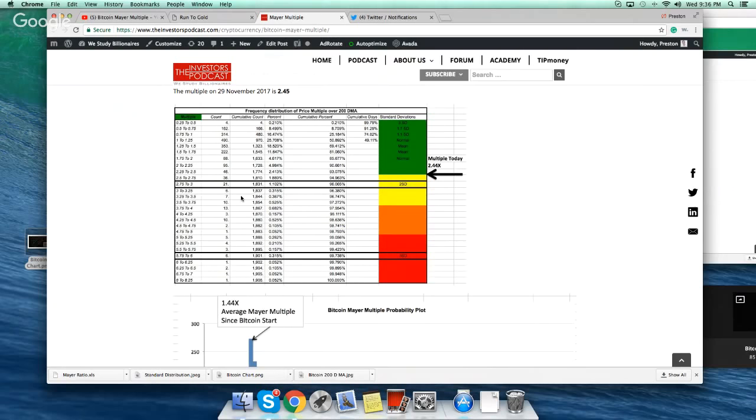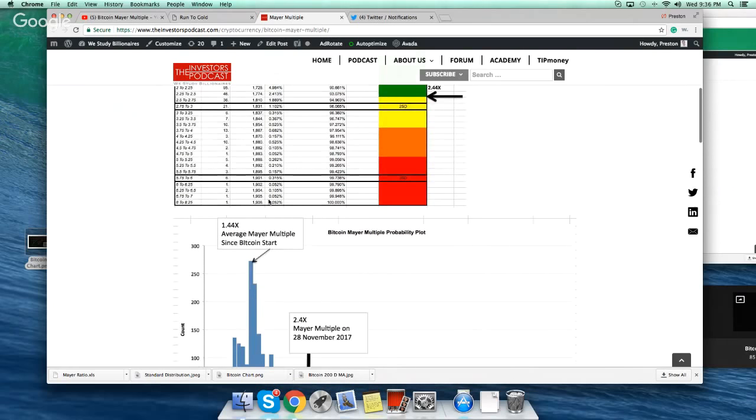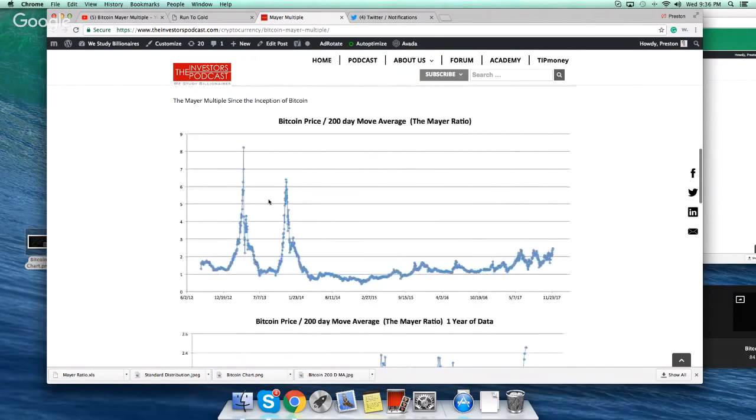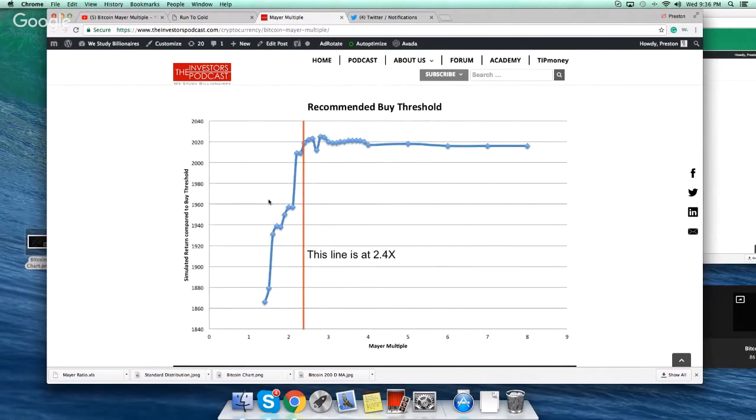So this leads to my next point. Once I started looking at these multiples, I started asking myself, when should I be a buyer and when should I be a seller, if at all, and all that kind of stuff. So what I ended up doing is I started looking at other stats, and I'll talk through these, but the one I really want to talk about is this one right here.